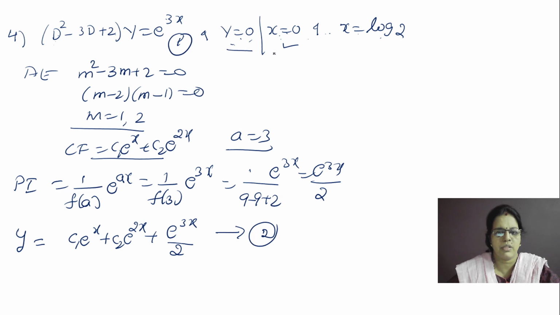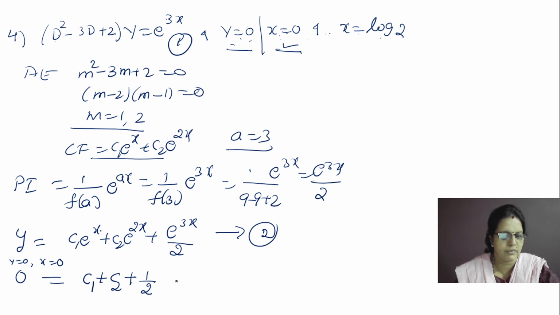Now substitute the given conditions. First case, y is 0 when x is 0. Substituting, we get 0 equals c1 into e power 0, that is 1, plus c2 into e power 0 plus half into e power 0. So this is one equation, equation 3.